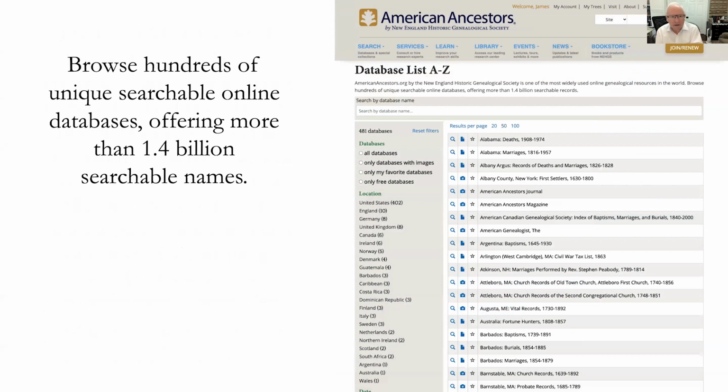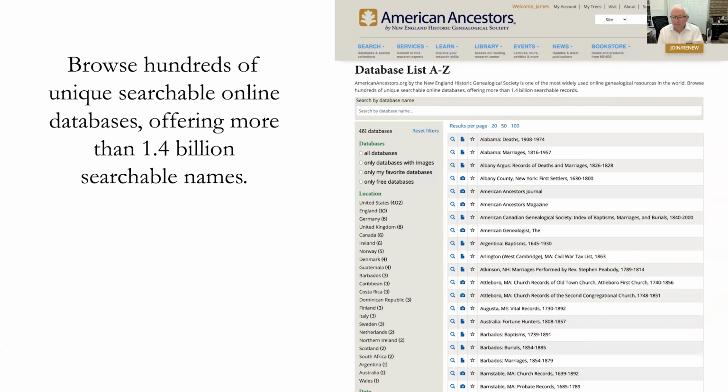Going on, there are hundreds of other unique databases, and you can see that some of them may actually fall way outside of New England, like Alabama deaths and marriages and Argentine baptisms. There's usually some kind of backstory as to why that particular database has anything to do with New England, but that's how they've gone ahead and selected these.